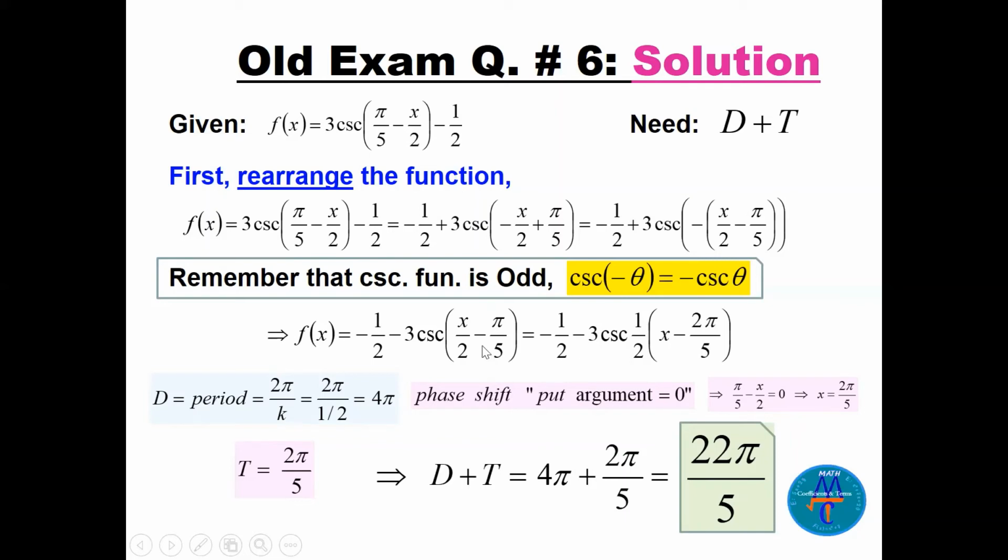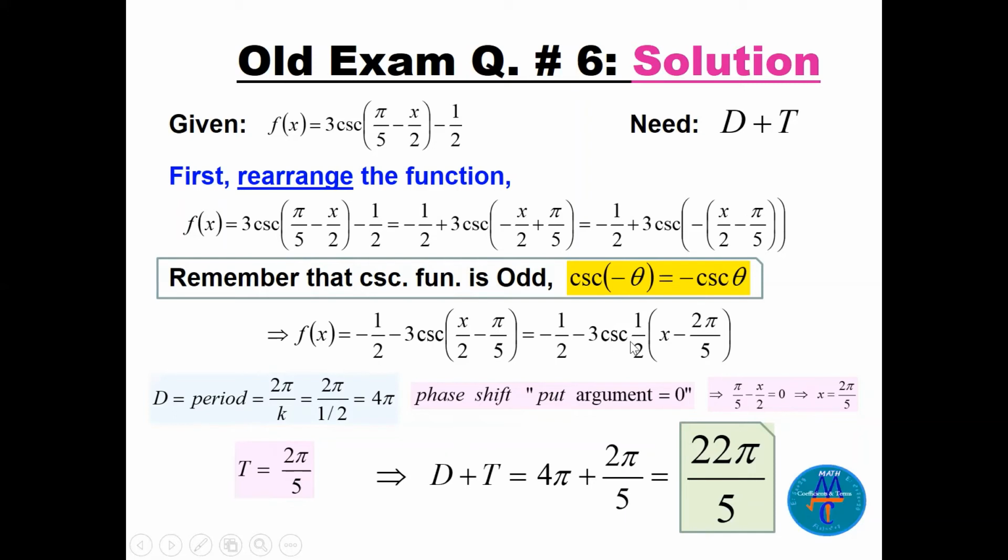If you don't take half as a common factor, you can say for the phase shift, put the argument equals 0. You can take this argument or this argument, it will give you the same answer here, you see? x equals 2 pi over 5. So whatever you do, take half out or don't take half out, this argument or this argument, it will be 2 pi over 5.